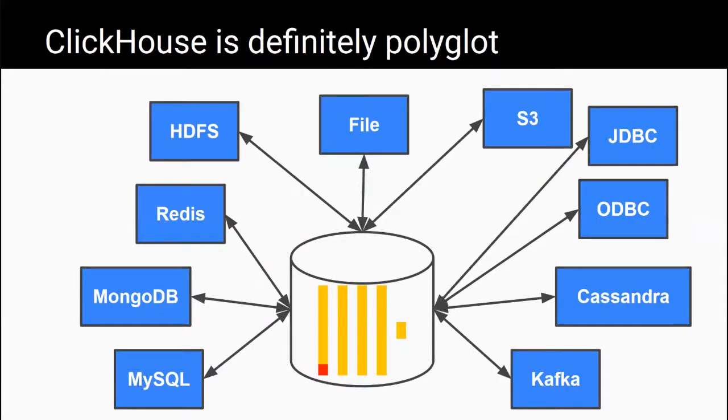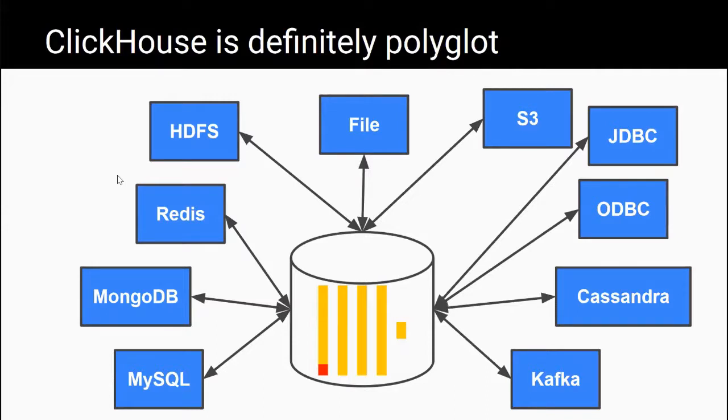So if you look at ClickHouse, it's definitely polyglot. This slide is a short list of all the things that it can talk to. I don't believe it's complete; I'm sure I have missed a couple. But there are all kinds of useful things like object storage. You can talk to ODBC, you can talk to Cassandra, and then there are more on the line, as we'll see in this talk.